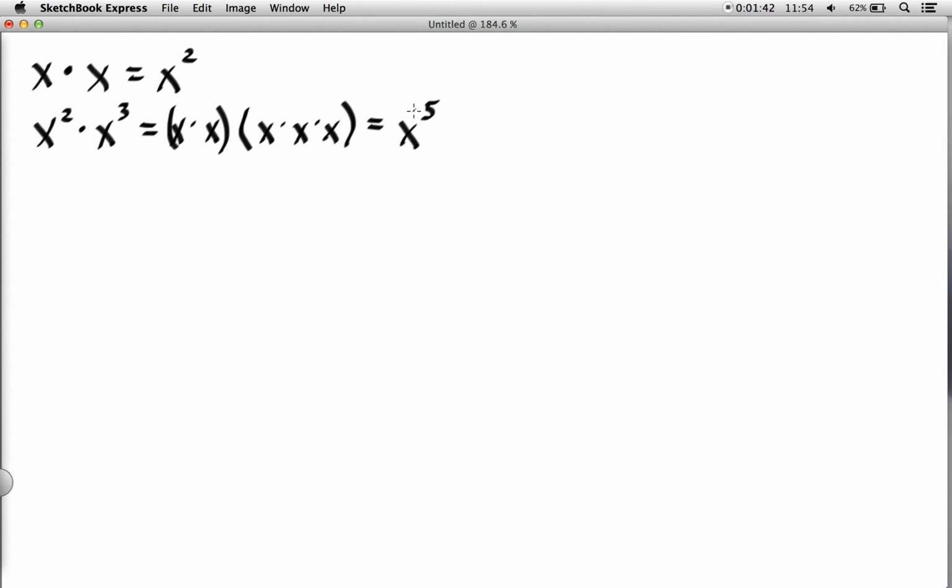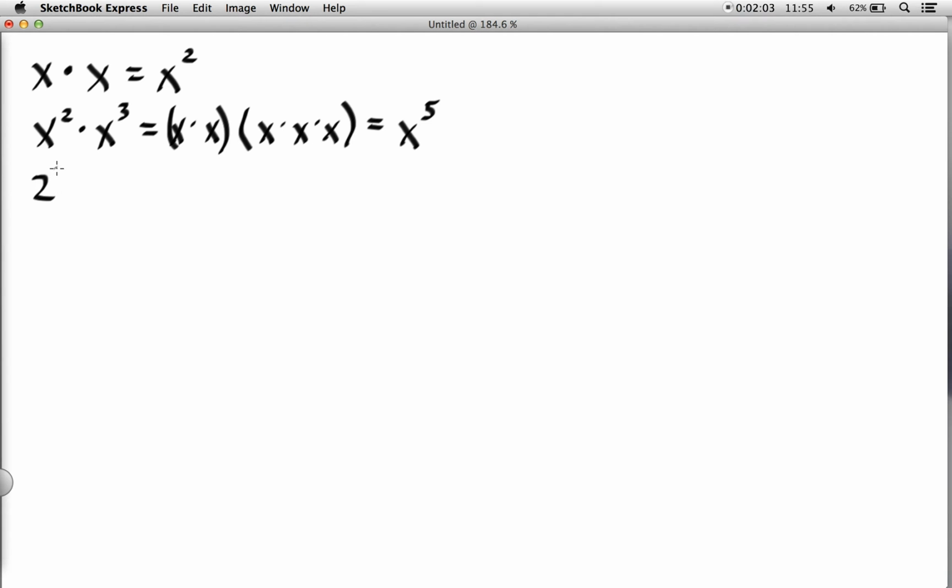So what we've just discovered is that when you're multiplying two terms with the same base, meaning what's being put to the exponent, base of x, and you're multiplying the terms together, then you can simply add the exponents to simplify the expression. If you want to prove this numerically, we can do that.